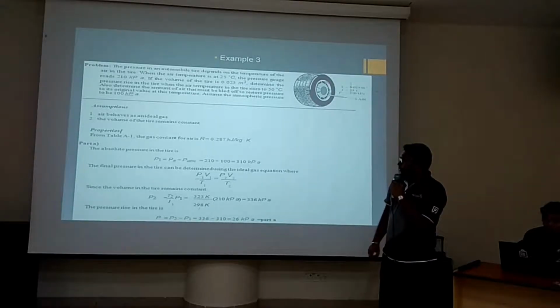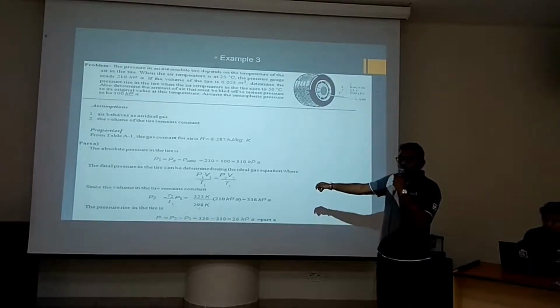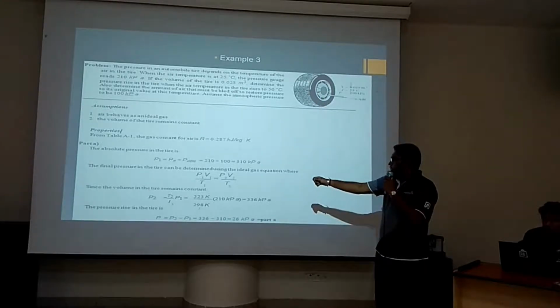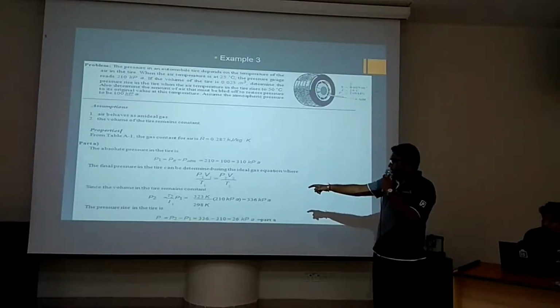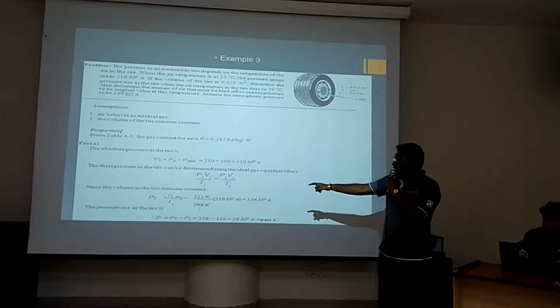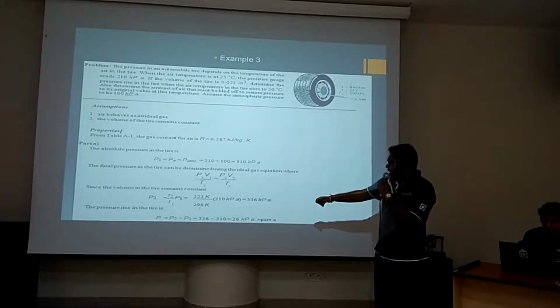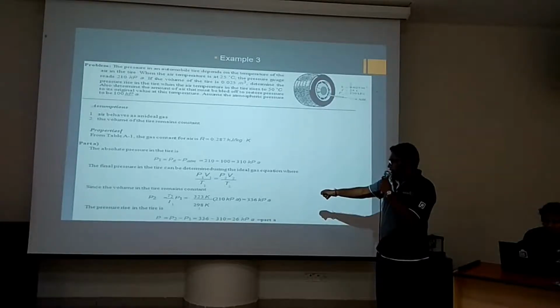Okay, so for the final pressure, we use the formula as I stated just now: P1 V1 over T1 equals P2 V2 over T2. So you just rearrange the formula and you get the value 3 over Tk divided by 208 K multiplied with 210 kilopascals, and you get 336 kilopascals.